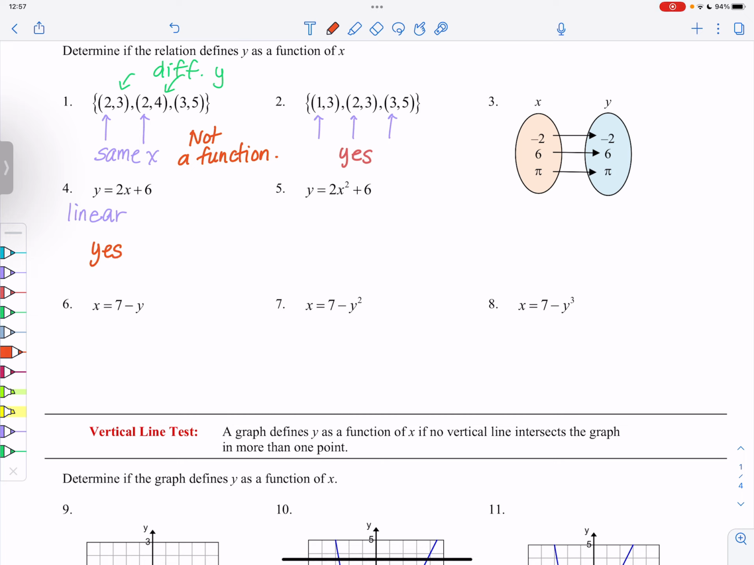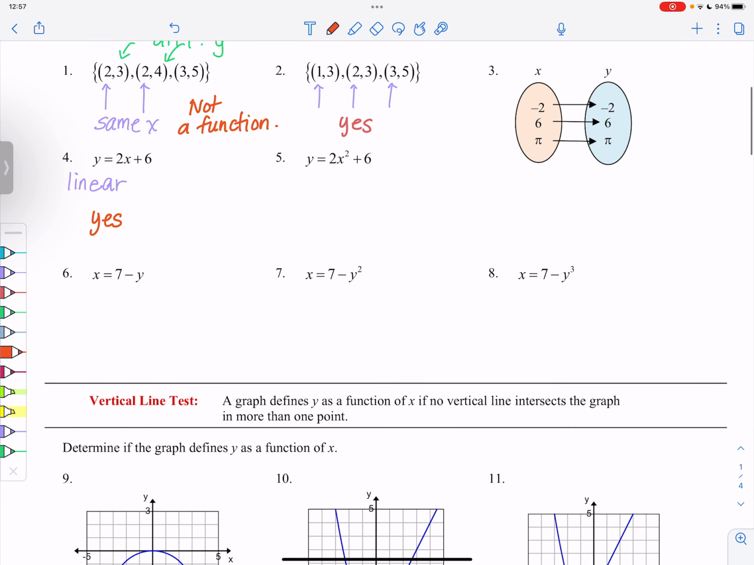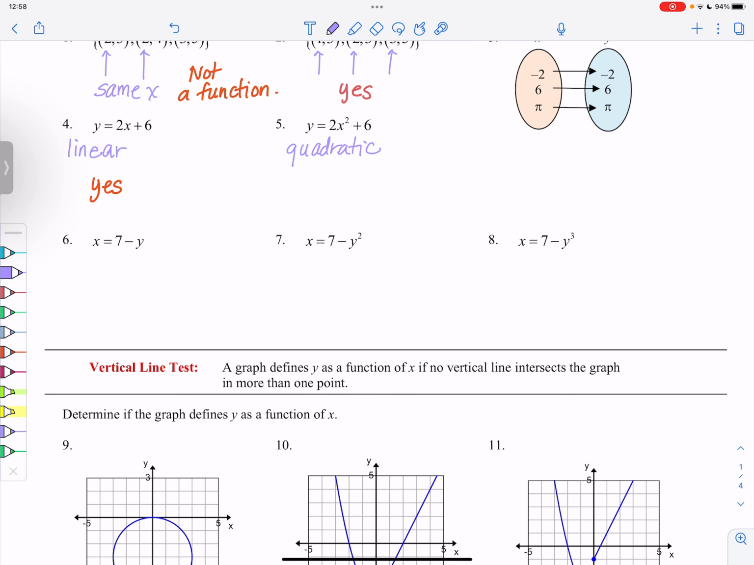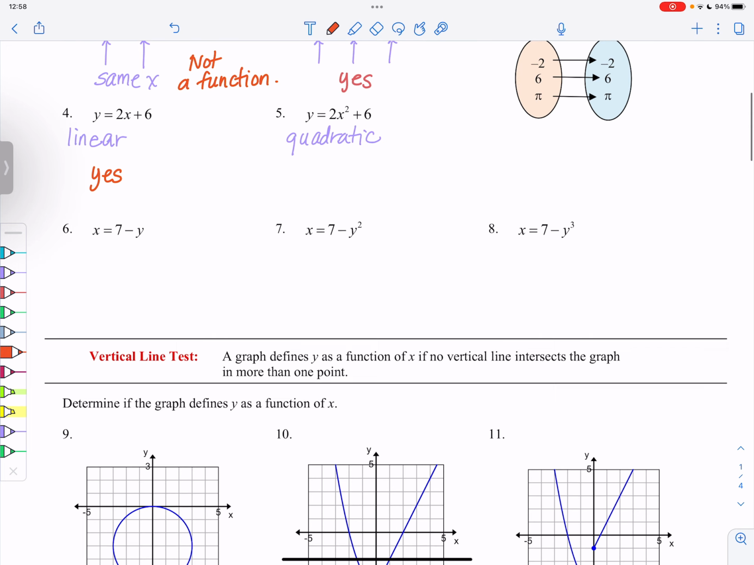Now, how would you think about that? Because for every x value that you multiply by 2 and add 6, you're always going to get a unique y value. Okay, in number 5, as you can see, this is actually a quadratic, and here, for every x value that you square, multiply by 2, add 6, you're only going to get one y value. This will not generate more than one y value for each x value.